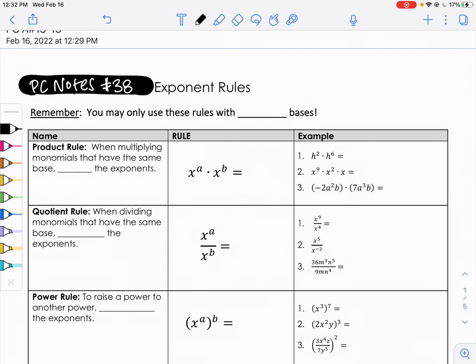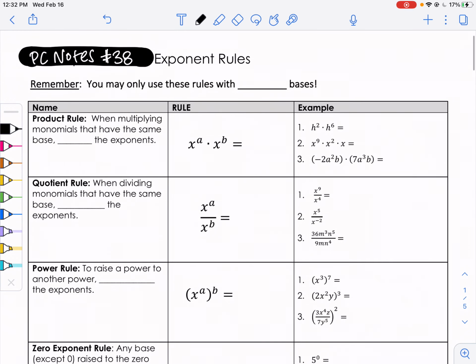Hi everybody, these are the notes for Exponent Rules. This is the pre-calculus version. We're going to move pretty fast through some of these rules that you've been using for a while.